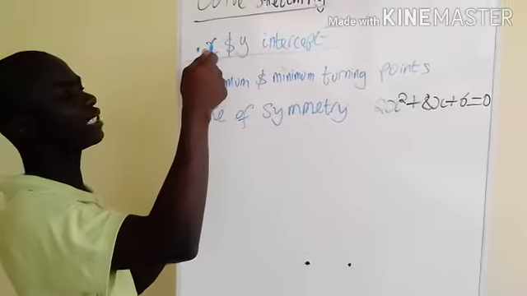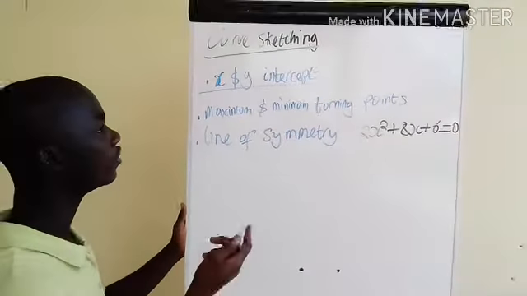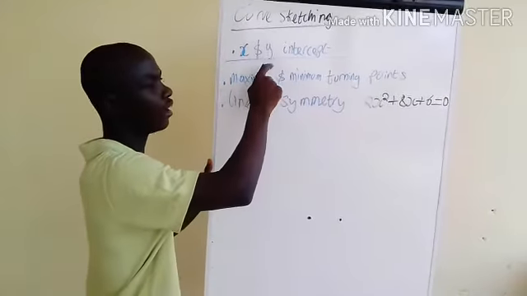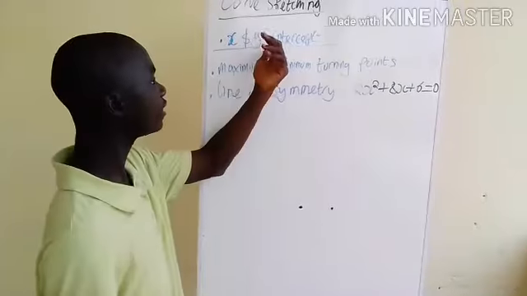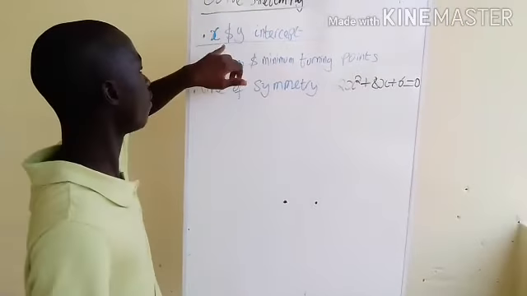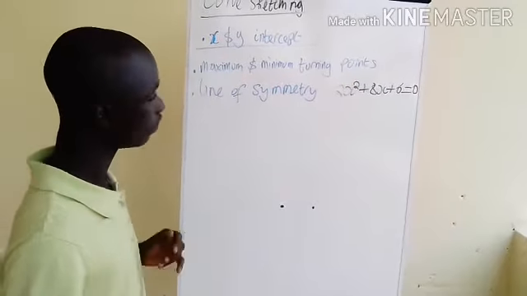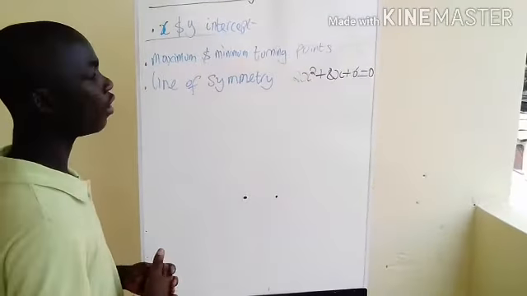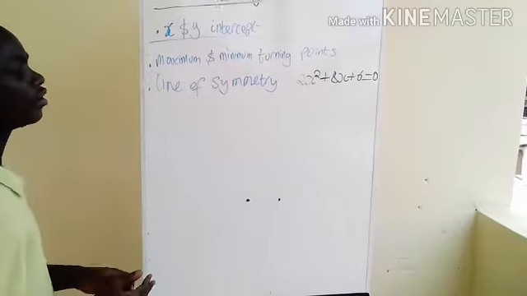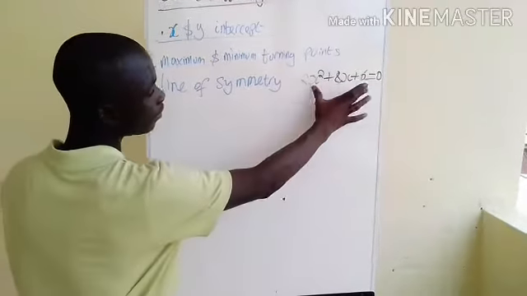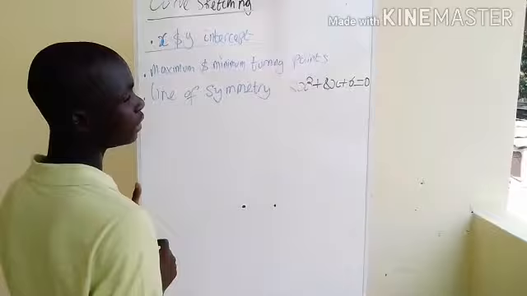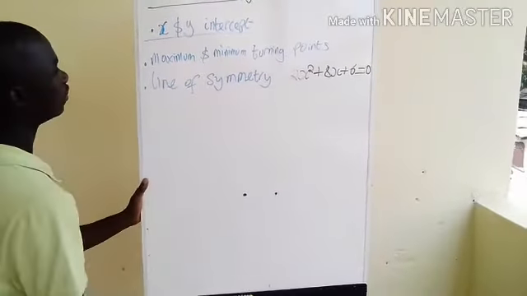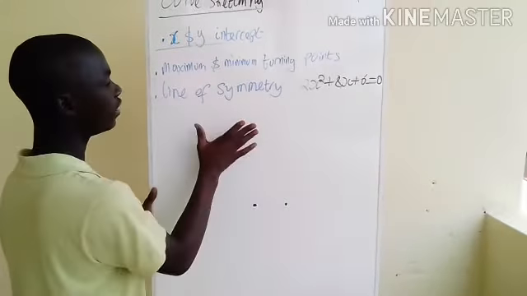The x-intercept is simply where the value of y is 0. That is, where the curve crosses the x-axis, where the value of y is 0. And the y-intercept is simply where the curve passes through a point where the value of x is 0. For the minimum and maximum turning points, it depends on the nature of the quadratic equation, on the value of a. If the value of a is positive, as in the example we are going to take today, it is a minimum turning point, and if it is negative, it is a maximum turning point. Then lastly, we look for the line of symmetry.